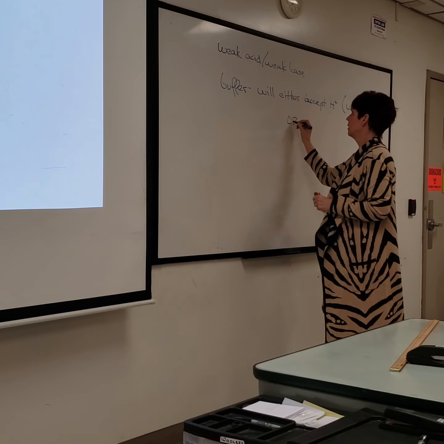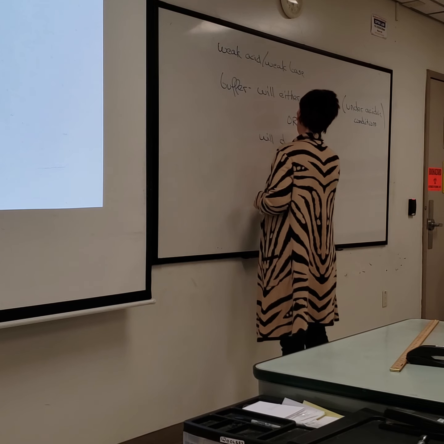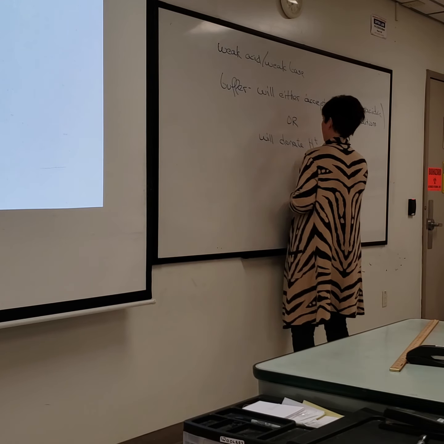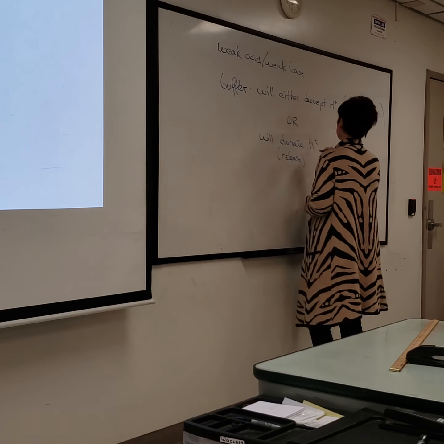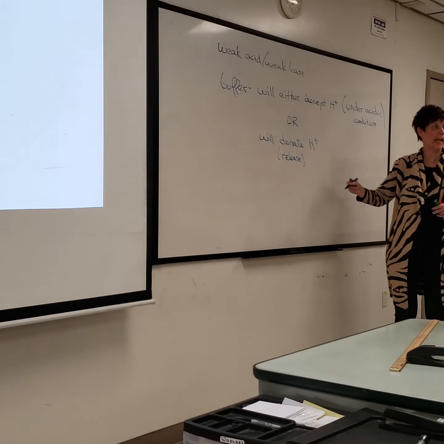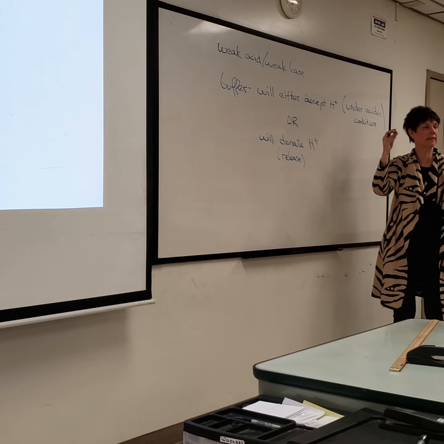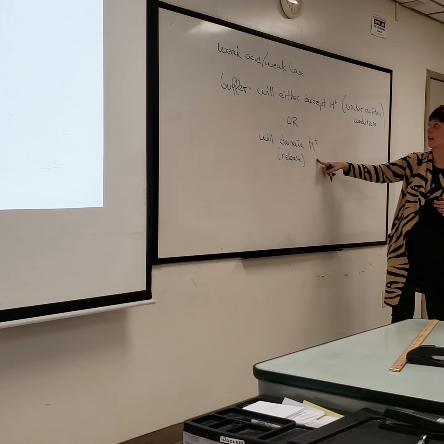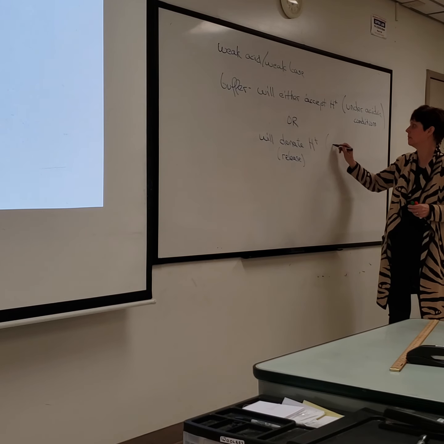Or it will donate or release hydrogen ions. So if the pH is too high, 7.6 instead of 7.4, then a buffer will release hydrogen ions under basic or alkaline conditions.